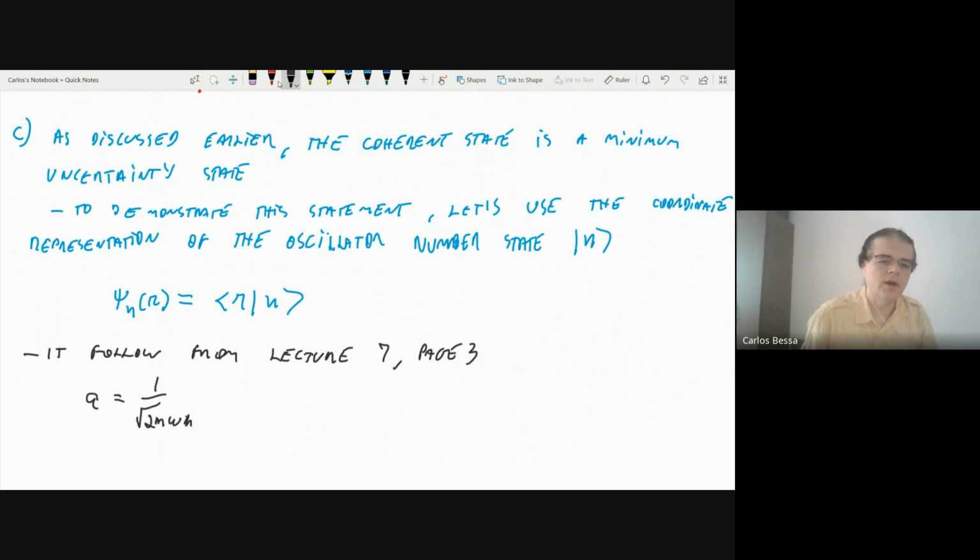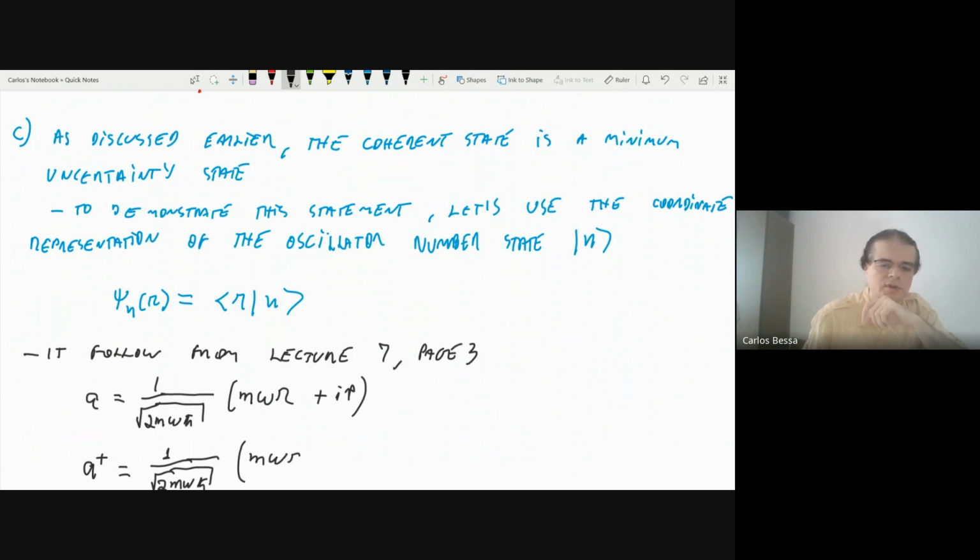Square root of 2m omega h bar, m omega x plus iP. Well, I'm using the letter R instead of X. It makes no difference. So just what you have in the notes associated with lecture 7, we use X there, but today I was using R. It changes nothing.